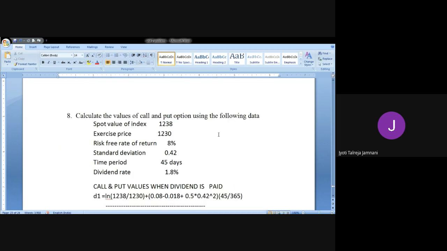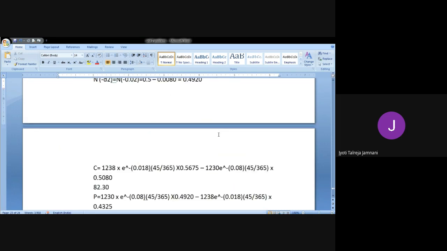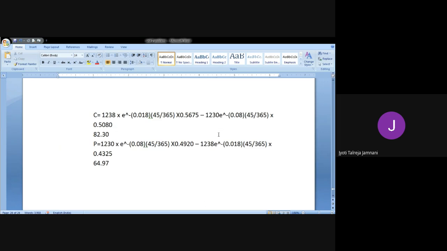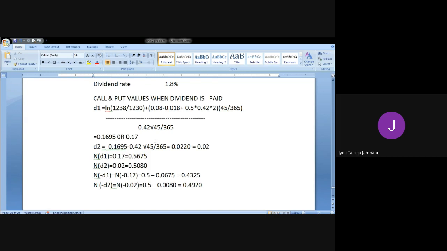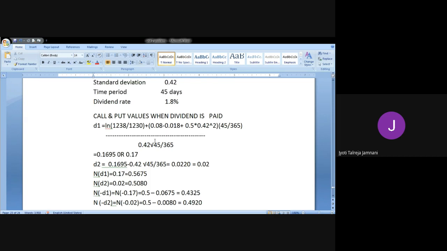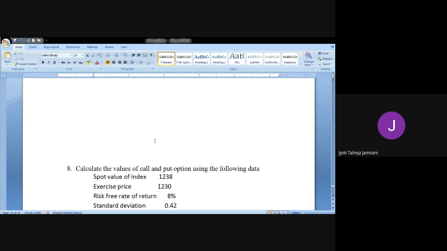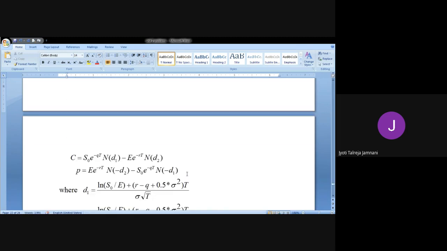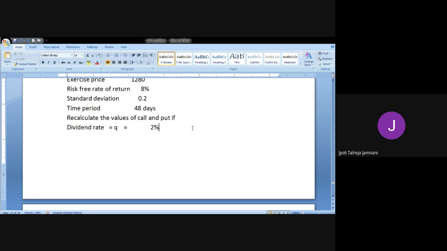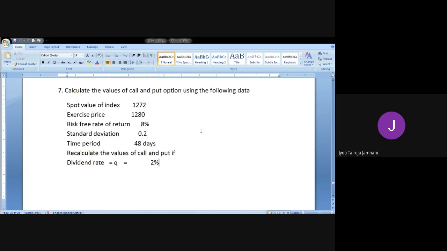Okay, so one sum I'll do now. One I have already solved for you so that you can practice it later. This cap sign is nothing but the raise to sign. So we'll write down all this. This dividend rate is equal to Q, which is 2%. All other things you already know. So let's put the values in the formula for D1 and solve it below this.